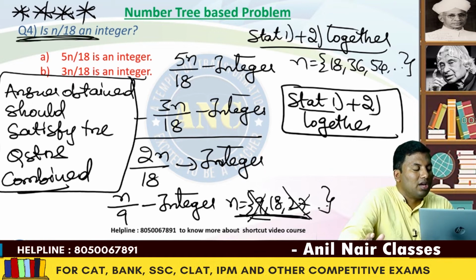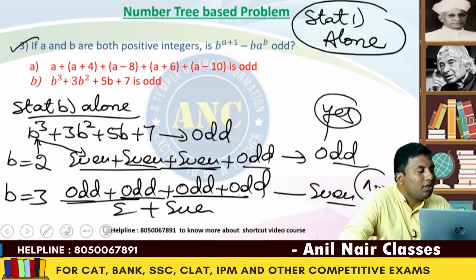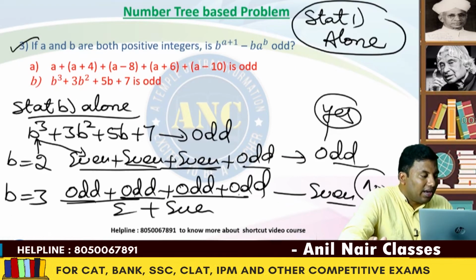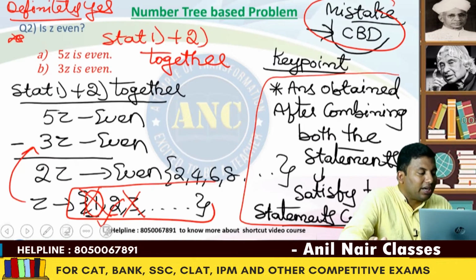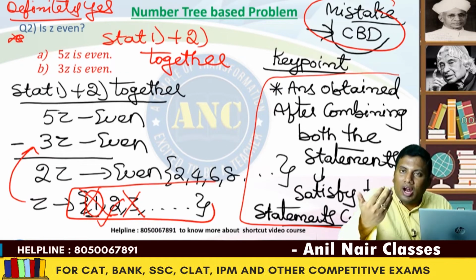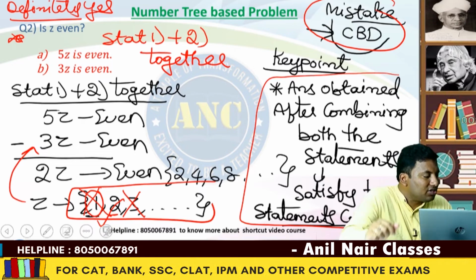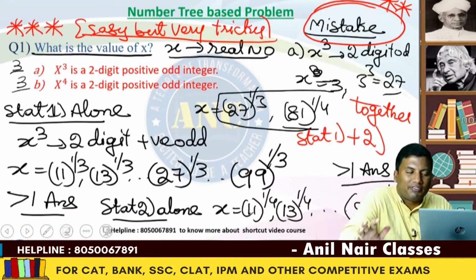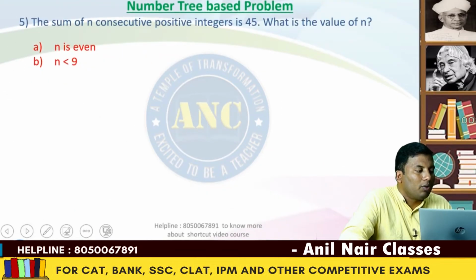Question number 4. If you observe question number 4, there is a chance that you will make a mistake. Question number 3, because it is just expanding the expression. Question number 2, again, if you do not know the fundamentals of data sufficiency, question number 2 will backfire. Question number 1 also will backfire. I hope it is clear.